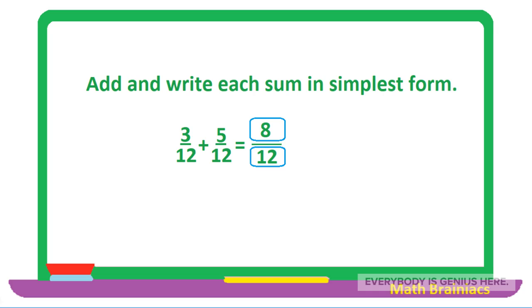8 and 12 have a common factor, so we can still convert the sum into simplest form. Accordingly, the common factors of 8 and 12 are 2 and 4. But I chose 4 so that we can get the simplest form. Therefore, we're going to divide 8/12 by 4/4. 8 divided by 4 will give us 2, and 12 divided by 4 will give us 3. Therefore, the simplest form of 8/12 is 2/3.